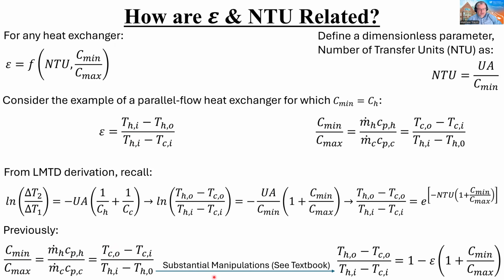It's too much. So I just say here, substantial manipulations. If you want to see how it's done, look in the textbook. But the end result is that TH at the outlet minus TC at the outlet divided by TH at the inlet minus TC at the inlet is equal to 1 minus effectiveness times 1 plus the ratio of C min to C max. So if you want to see how this is done, it's in the book.